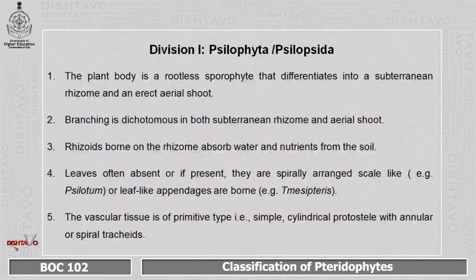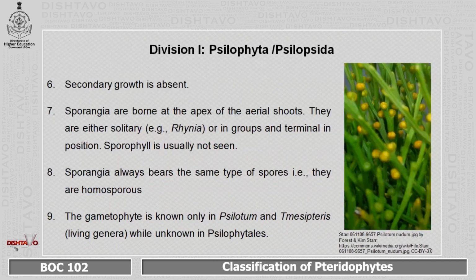The leaves are often absent. If present, they may be present as scales and spirally arranged, like seen in Psilotum, or they may be present as appendages, as seen in Tmesipteris. Vascular tissue is mostly primitive, that is, it is simple and more or less like protostele with annular or spiral tracheids. Secondary growth is absent in members of Xylophyta.